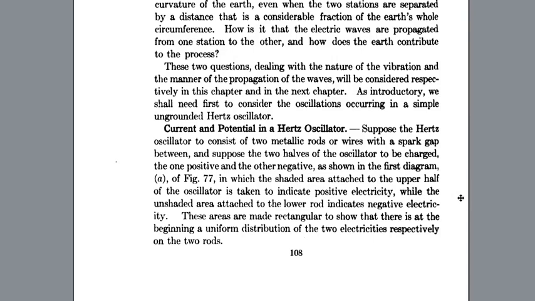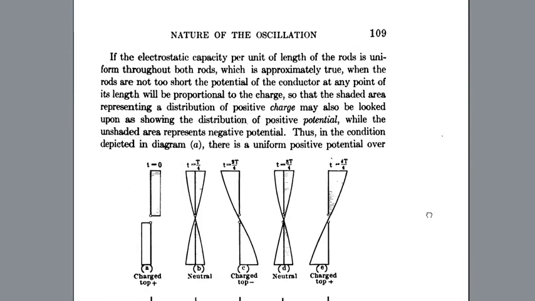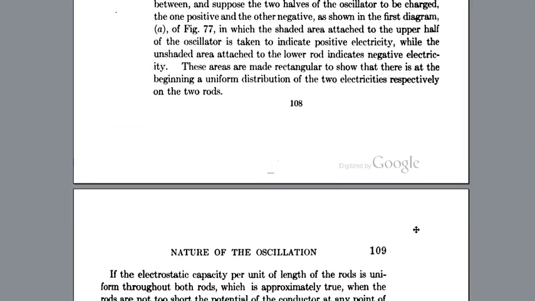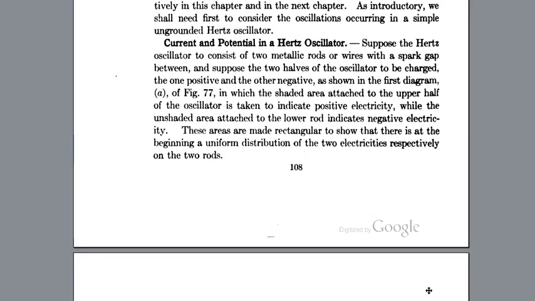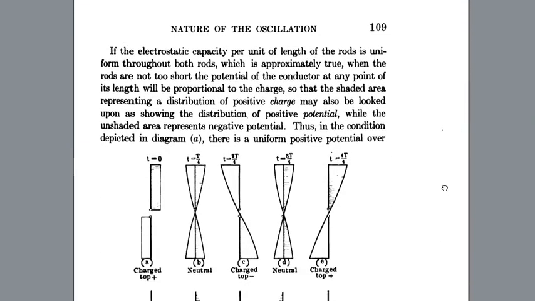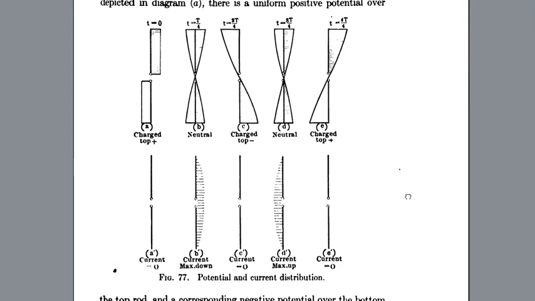As introductory, we shall need first to consider the oscillations occurring in a simple ungrounded Hertz oscillator. Current and potential in a Hertz oscillator. Suppose the Hertz oscillator to consist of 2 metallic rods or wires with a spark gap between, and suppose the 2 halves of the oscillator to be charged, one positive and the other negative, as shown in the first diagram, A of figure 77, in which the shaded area attached to the upper half of the oscillator is taken to indicate positive electricity, while the unshaded area attached to the lower rod indicates negative electricity.